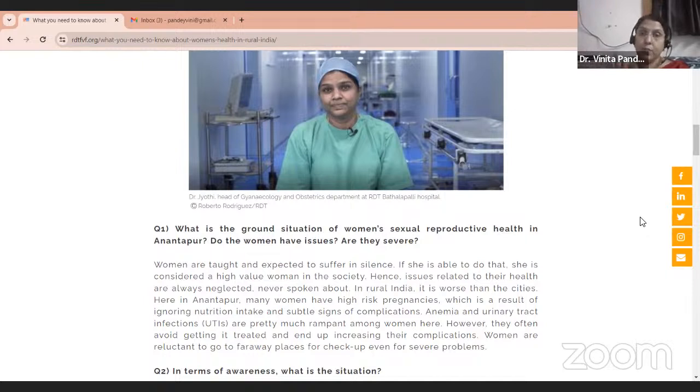Here in Anantapur, she's talking exclusively about Anantapur. Many women have high risk pregnancies, which is a result of ignoring nutrition intake and subtle signs of complications. Anemia and urinary tract infections, we discussed this in previous classes, are pretty much rampant among women here. However, they often avoid getting it treated and end up increasing their complications. Women are reluctant to go to faraway places for checkup, even for severe problems.